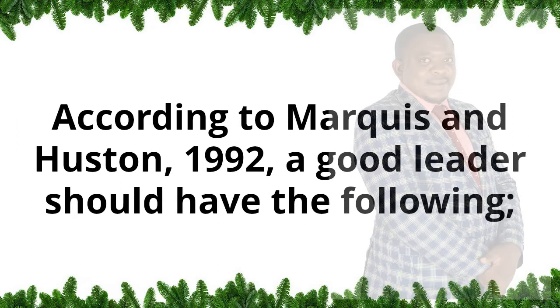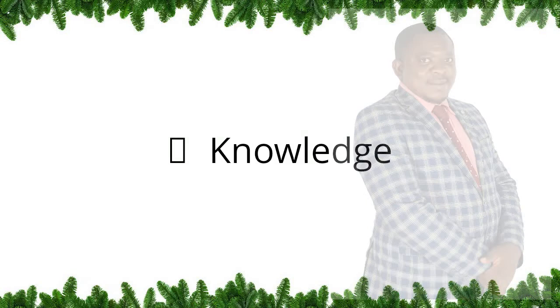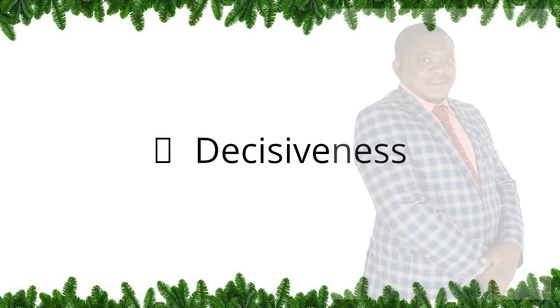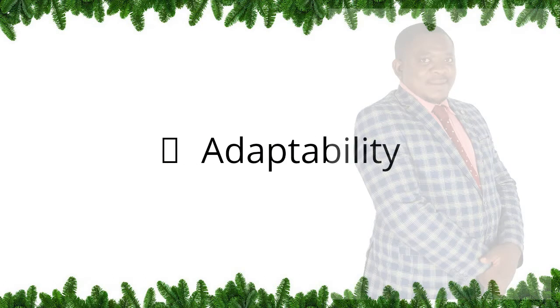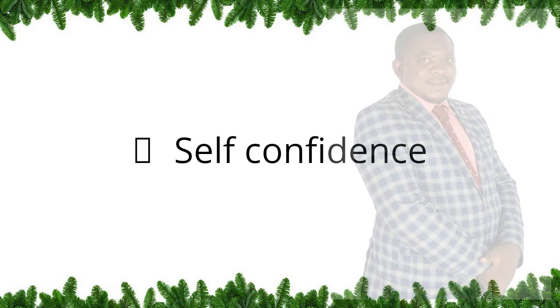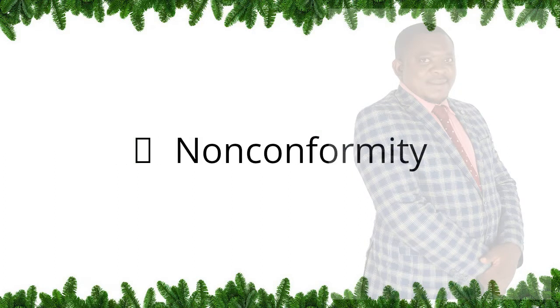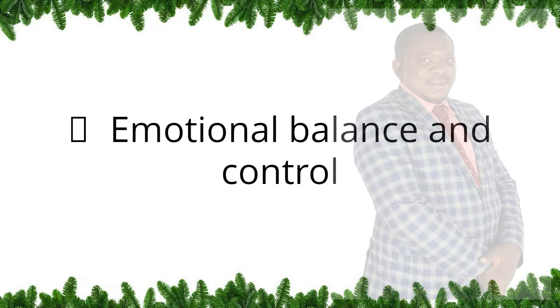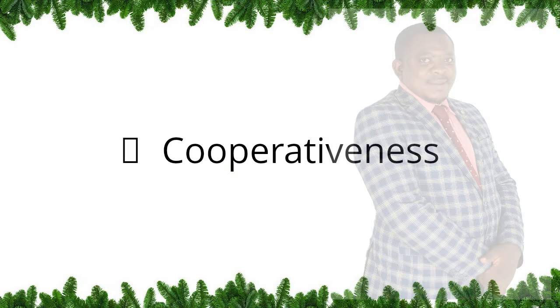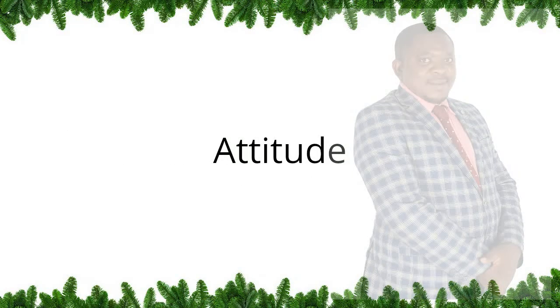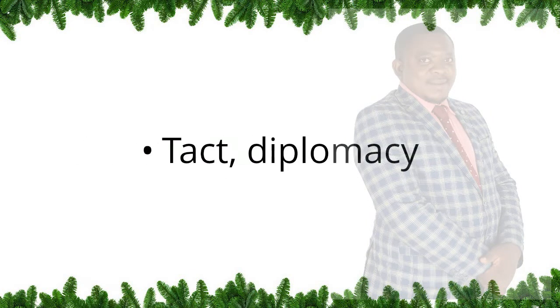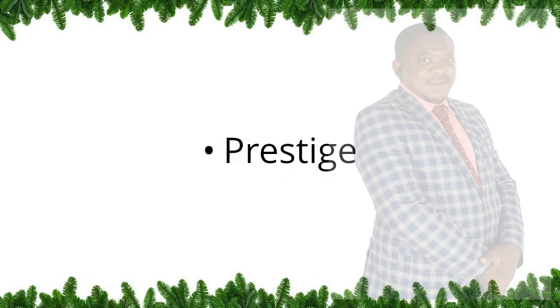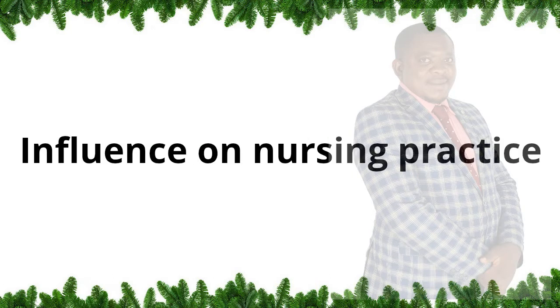According to Marquis and Huston, 1992, a good leader should have the following: intelligence, knowledge, good judgment, decisiveness, oral fluency, personality, creativity, adaptability, self-confidence, personal integrity, nonconformity, independence, emotional balance and control, cooperativeness, alertness, attitude, able to enlist cooperation, interpersonal skill, tact, diplomacy, prestige, social participation, influence on nursing practice.